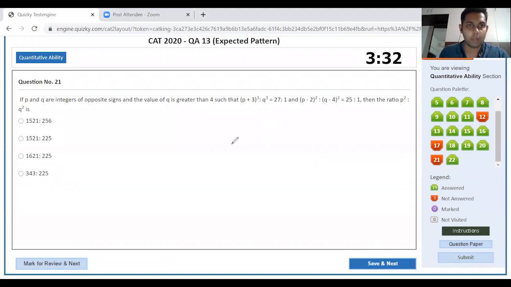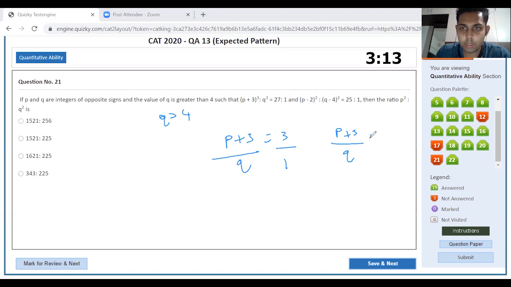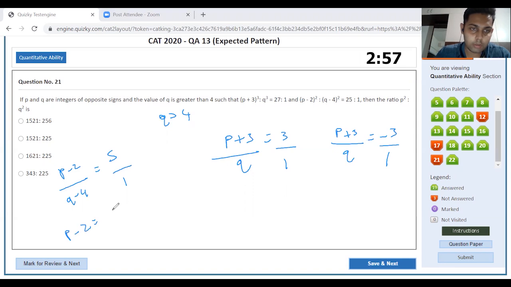Now we can spend some time here. P, Q integers of opposite signs and the value of Q is greater than 4. So very simply, since both are cubes, so P plus 3 by Q is either 3 by 1 or P plus 3 by Q is minus 3 by 1. And square is square. So P minus 2 by Q minus 4 is equal to 5 by 1 because it doesn't matter. So P minus 2 is equal to 5Q minus 20.